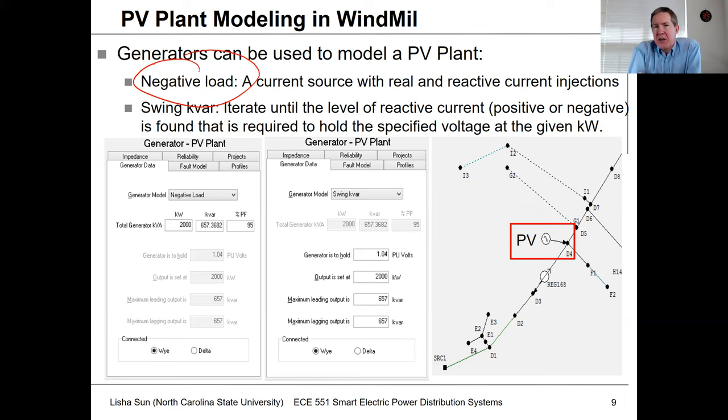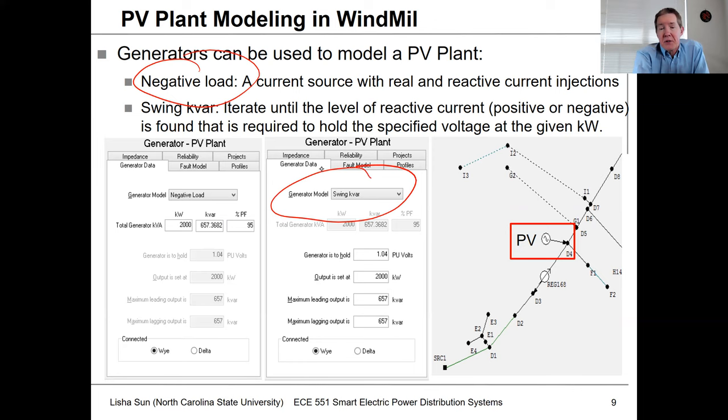That basically, if you have a PV, it's just going to model that as a minus P and a minus Q as far as the load flow algorithm is concerned. However, if you have a circumstance where you want to control the voltage, then you would use this other model in WindMil that they refer to as a swing K-bar.